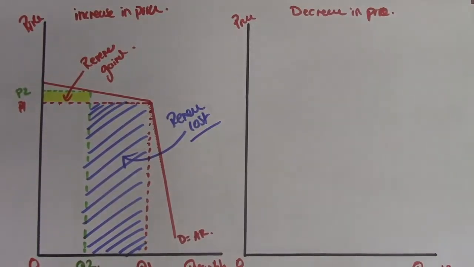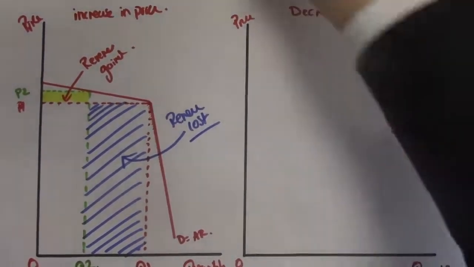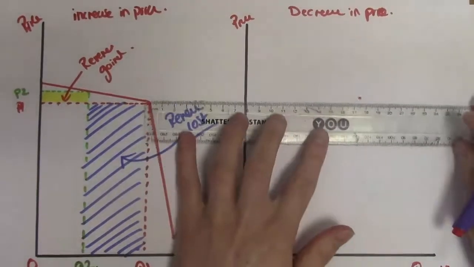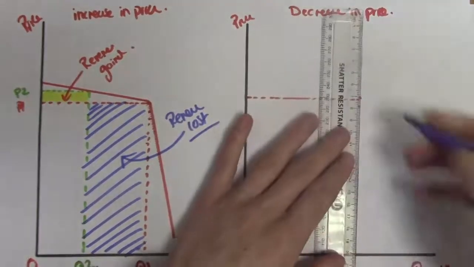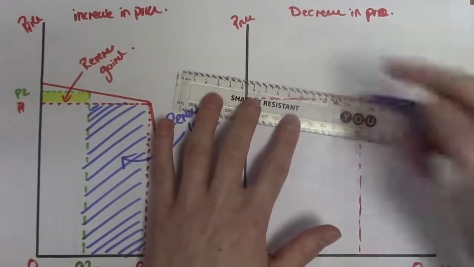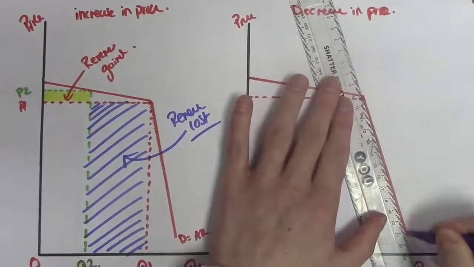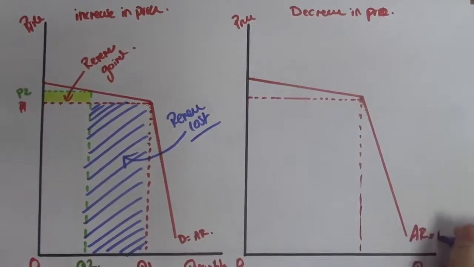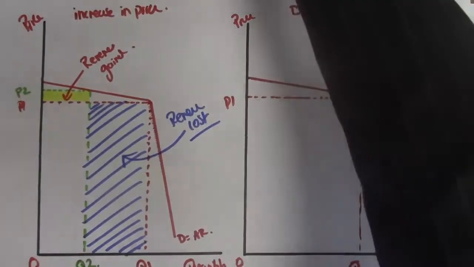Diagram now to the right hand side, we're looking at a decrease in the price of the good. So again, very quickly, see if you can draw this quick. You can try and beat me on how quickly you can draw these diagrams. I'm going to draw this relatively quick. We've got our elastic section here and our downward sloping inelastic section. And that's AR equals D, Q1 and P1. So it didn't take me that long to do that.